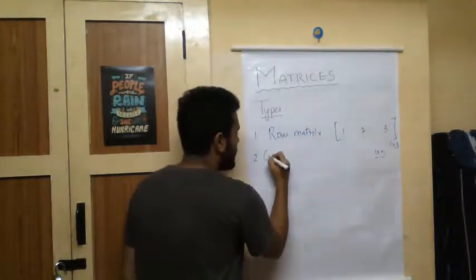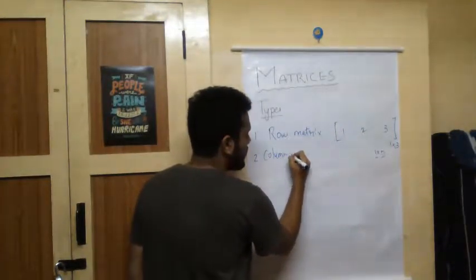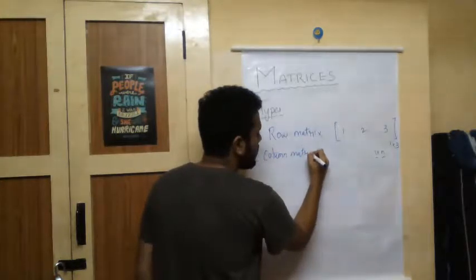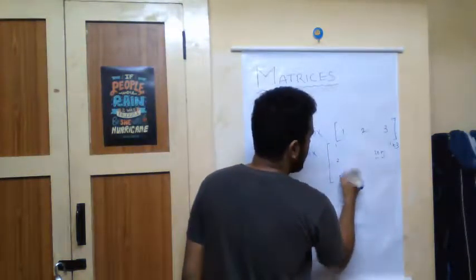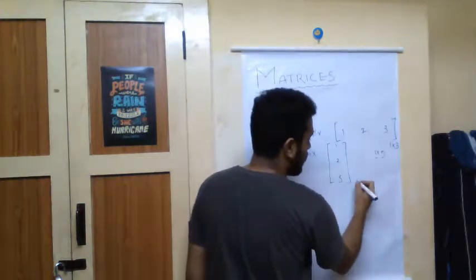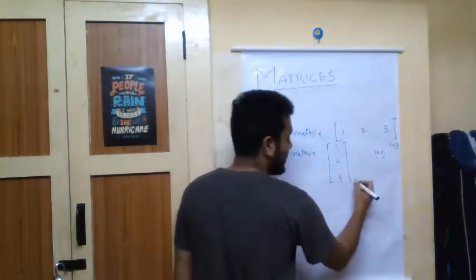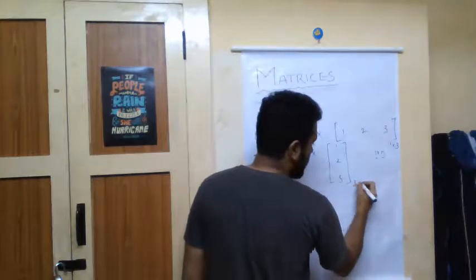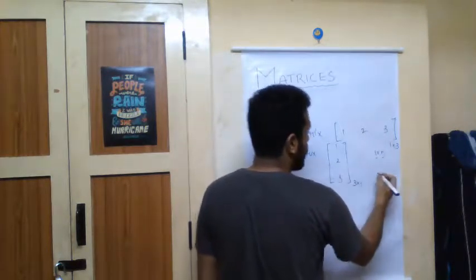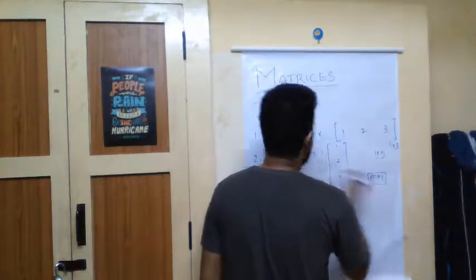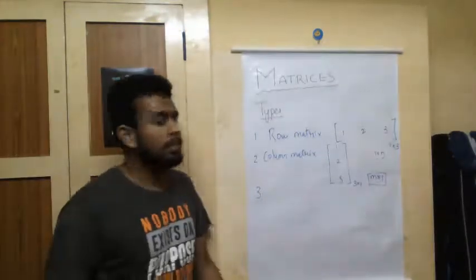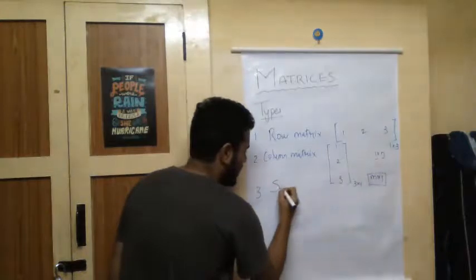In a similar way, there is a column matrix. A column matrix consists of a single column but any number of rows. So here, this has 3 rows and 1 column, so 3 by 1. But generally it has the order of the form m cross 1. This is for the column matrix. The next basic one is the square matrix.